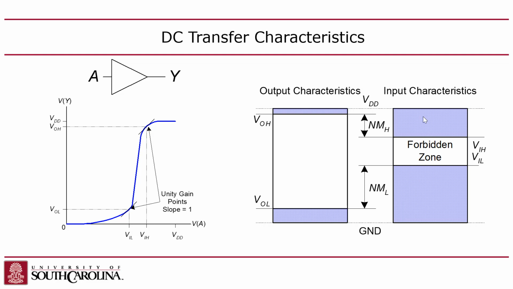The difference between those two is called the noise margin. So the difference between VIL and VOL is the noise margin low. And the difference between VOH and VIH is the noise margin high, right? That's basically how much extra noise you can add without causing problems, right? Okay?